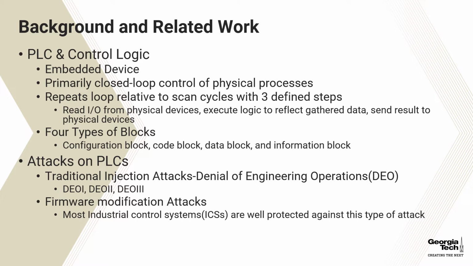These are configuration blocks, code blocks, data blocks, and information blocks. Configuration blocks hold the information about the other blocks. You can think of this like a nutrition information label. Code blocks are what contain the compiled code to be executed. Data blocks are what maintain the integrity of the variables utilized in the PLC. Information blocks are only used for project recovery by the PLC software.